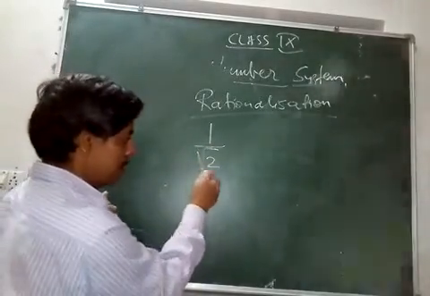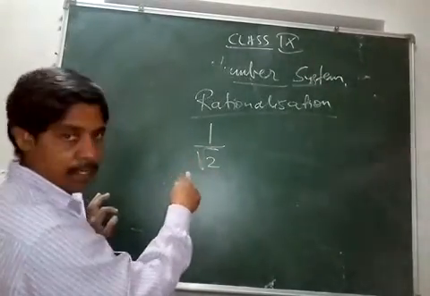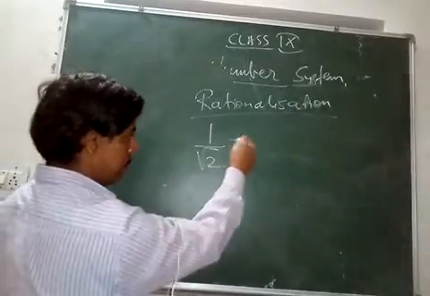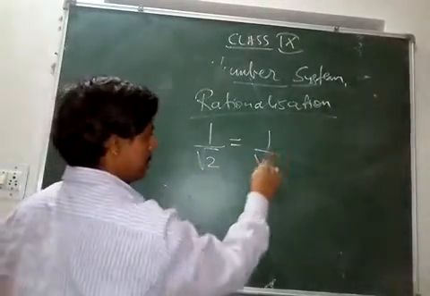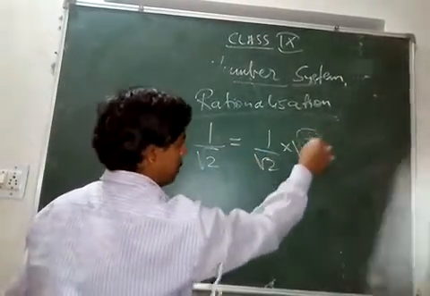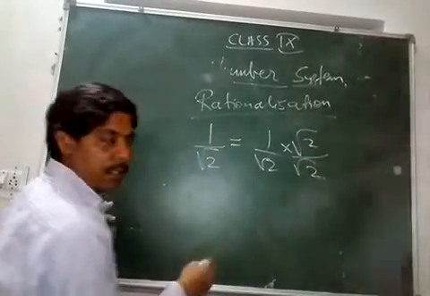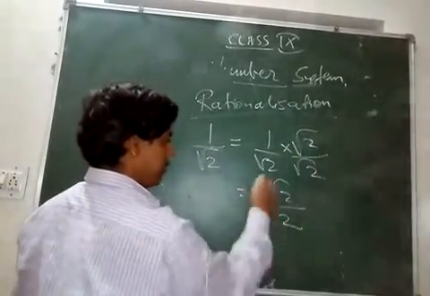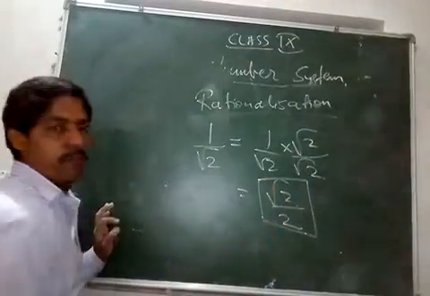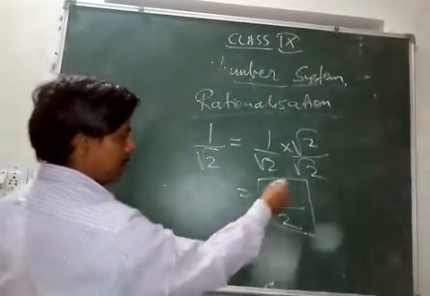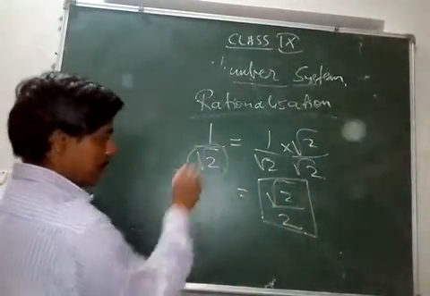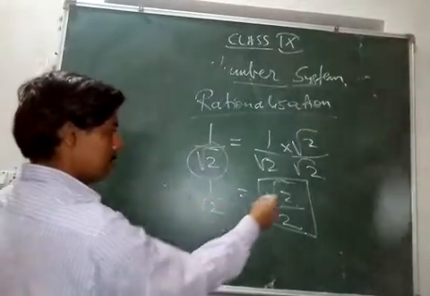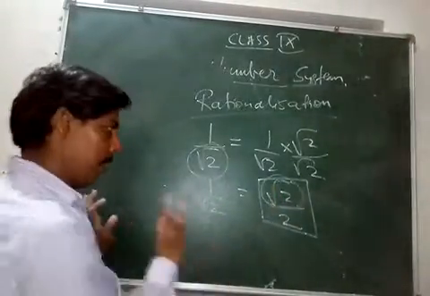Monomial means there is a single root sign in the denominator. Whenever you have such a number, you have to multiply by the same number in the numerator and denominator. Because root 2 into root 2 is 2, you will get root 2 upon 2. This is called rationalization of monomial. Because now see what has happened: the root sign which was in the denominator has come to the numerator. The number has not changed.